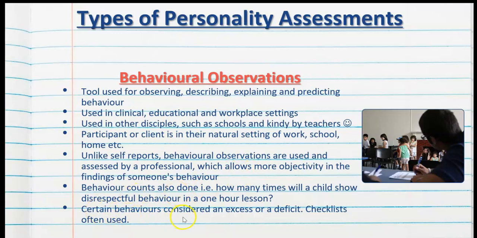These behaviours are then determined whether they're in excess, so too much, or a deficit, which is too little. And checklists are often used, especially with behaviour counts, to see and measure, is there an excess in aggressive behaviour, for example, or not enough of social behaviour, depending on what the actual behaviour is that we are observing.